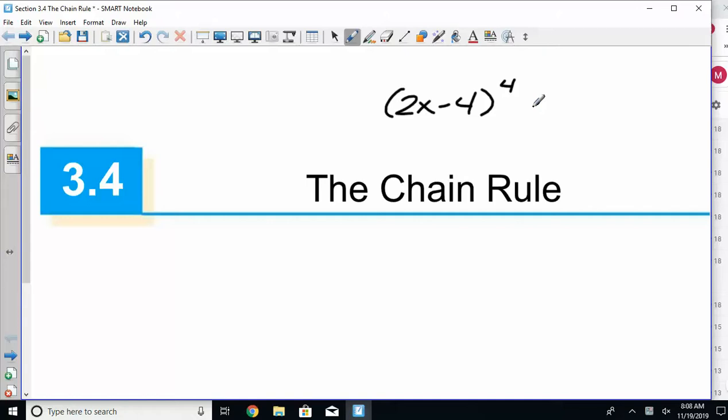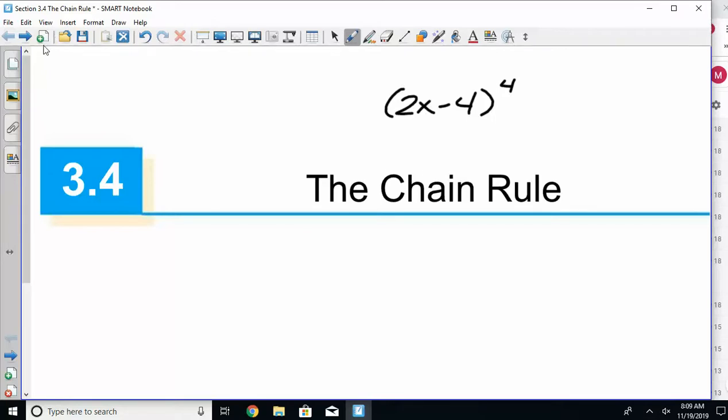FOIL it all out and then do the derivative of each term, which is no big deal if it's a square, but when I throw in a 4th or an 8th or something like that, that becomes extremely time consuming. And so we need a better option. So that's where this chain rule comes in.